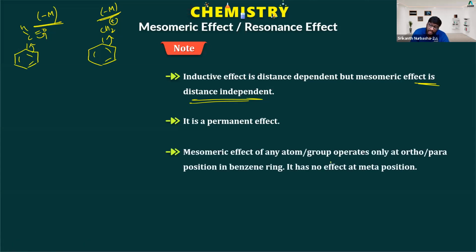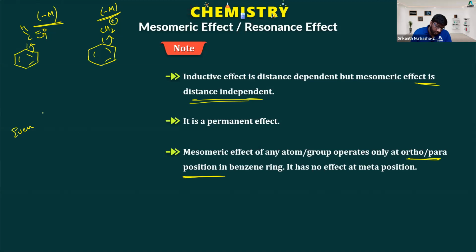Mesomeric effect on any atom or group operates only at ortho and para positions in the benzene ring. It has no effect at meta position. Although we have an OH group placed at meta position with respect to some other main functional group, that OH can withdraw the electron density by inductive effect only, but it cannot donate the electron density. So at a meta position, whatever the groups are there, they exhibit only inductive effect. They will not exhibit mesomeric effect, and they are not supposed to exhibit hyperconjugation also. You can write down that point.